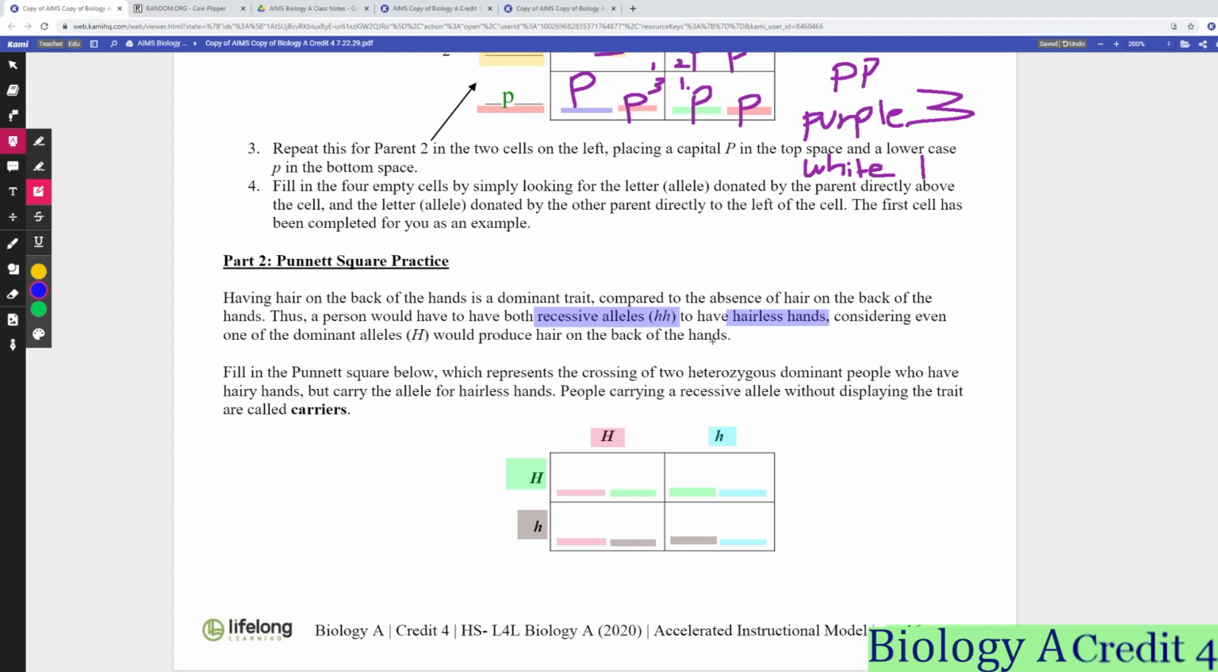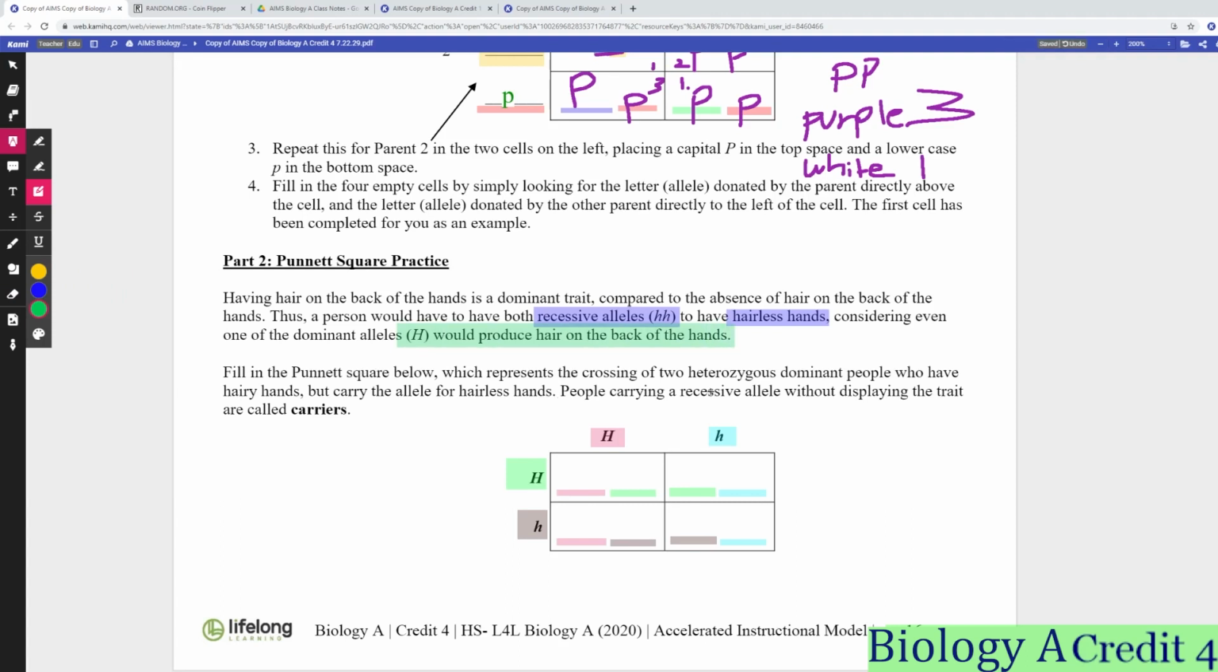I'm sorry. Little h, which is recessive, shows the lack of hair on your hands. Or you can have the dominant trait, which is two capital H's for hairy hands.